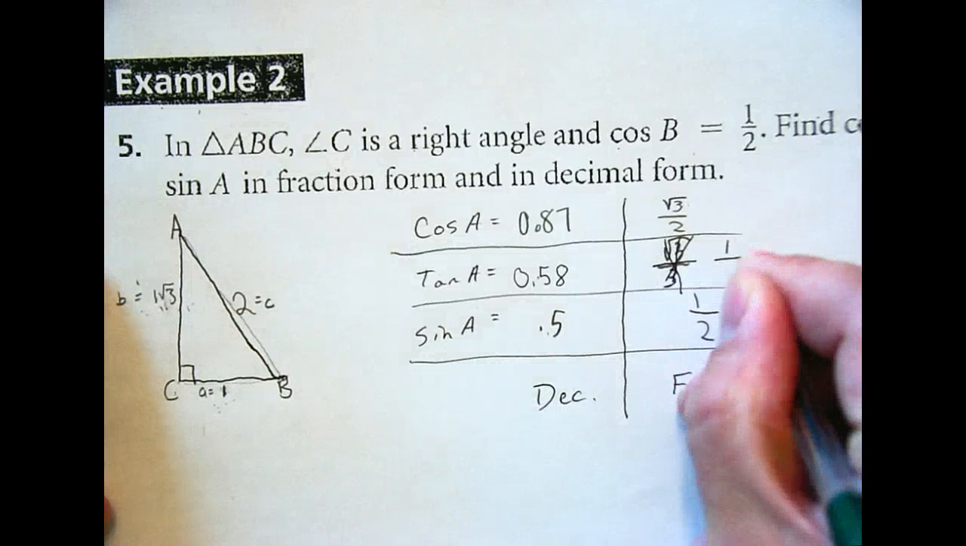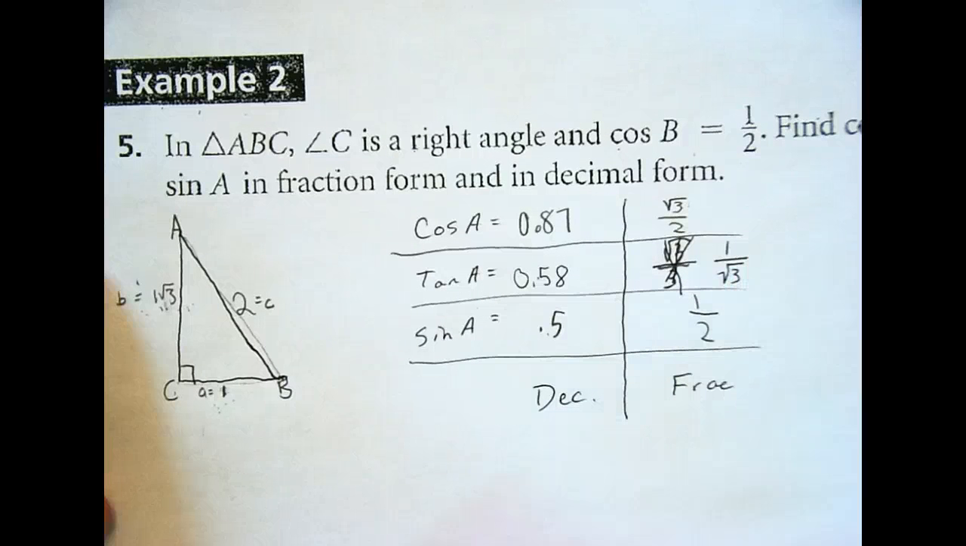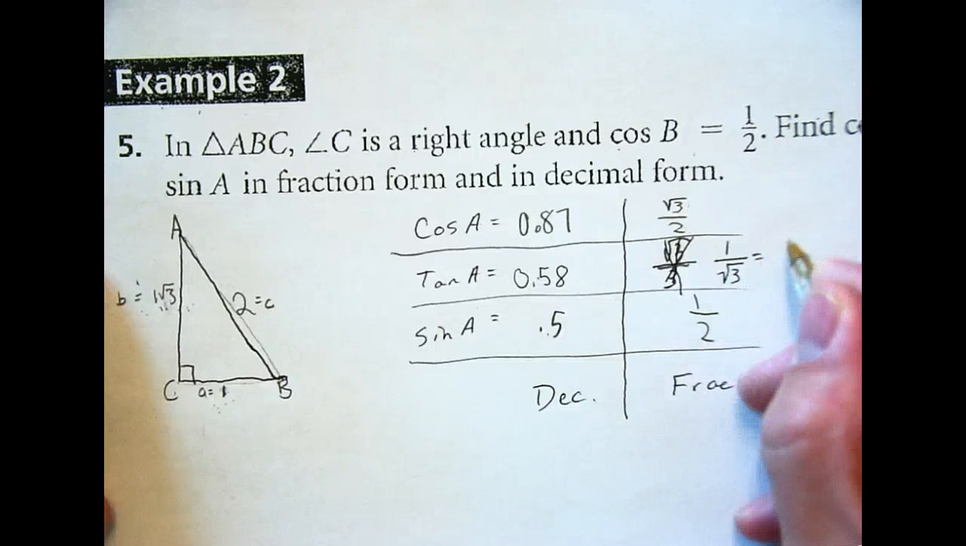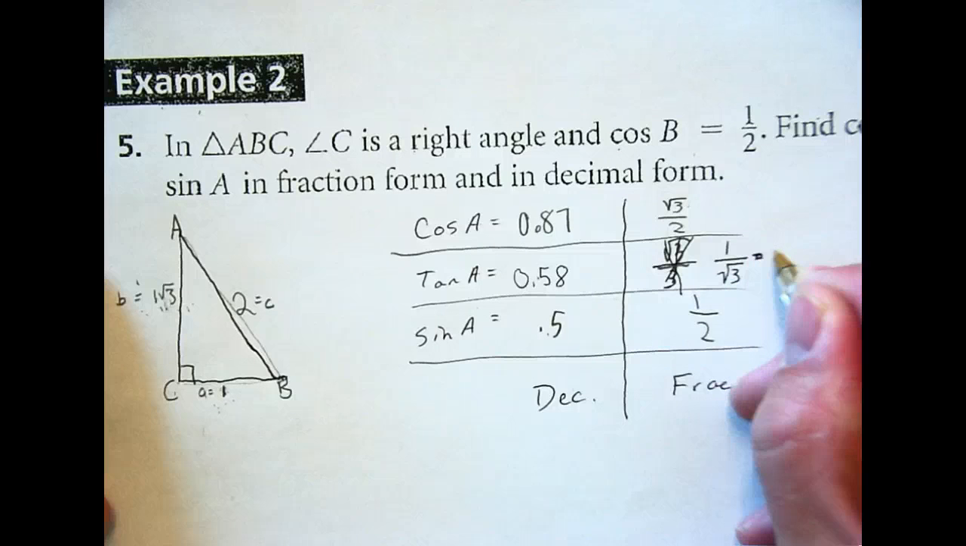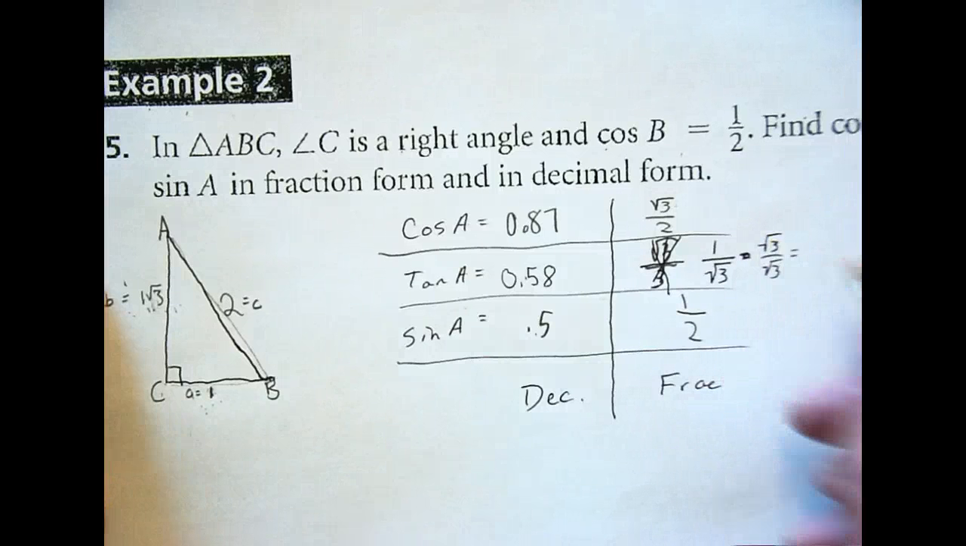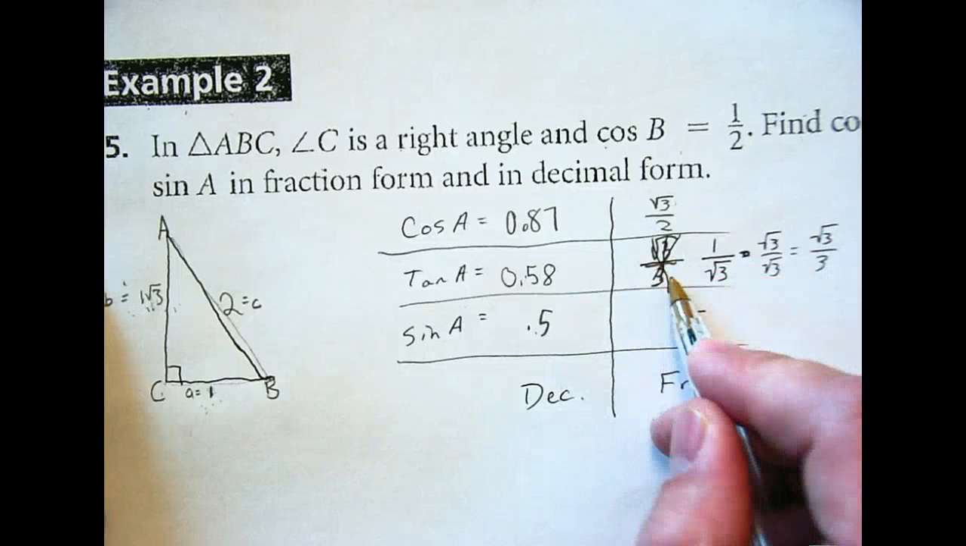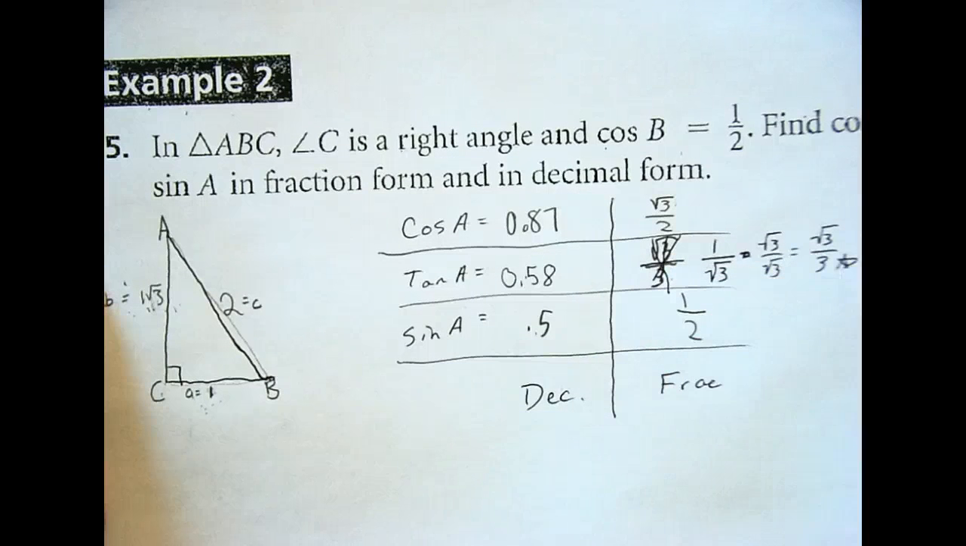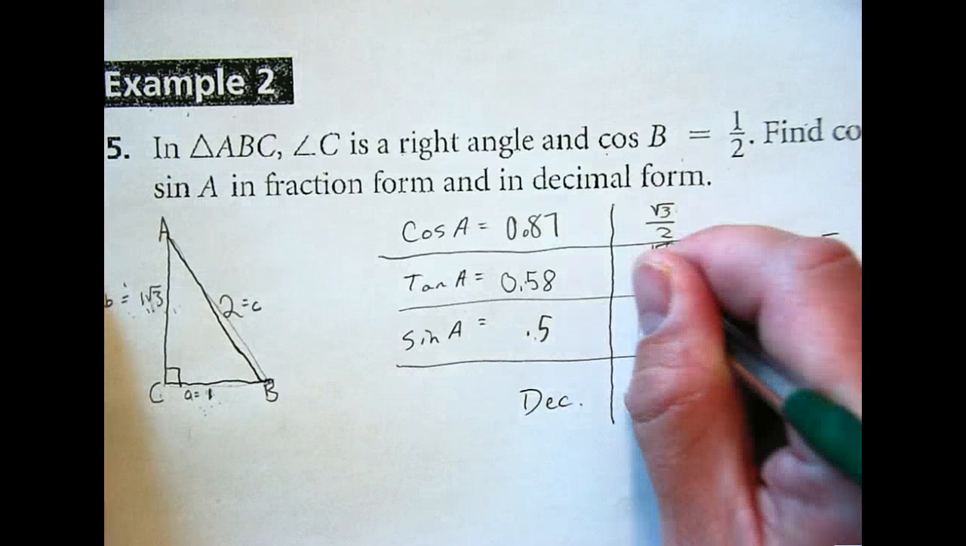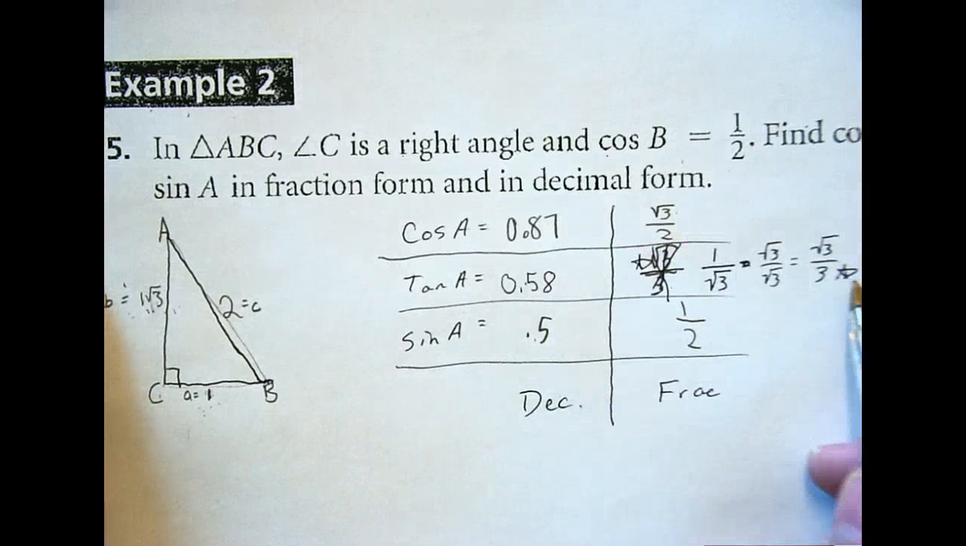Okay, so ratio-wise, it's 1 over root 3, which then you multiply by root 3 over root 3, which gives us root 3 over 3. Hey, that's what he had. All right, root 3 over 3. I'll put the star here. There you go. Root 3 over 3, is that 0.58?